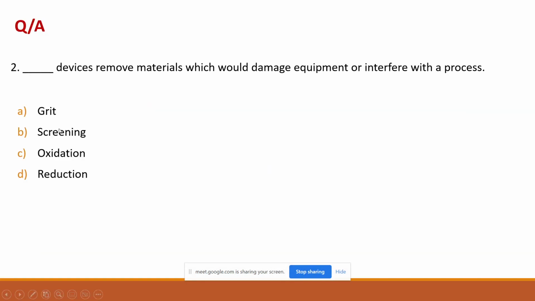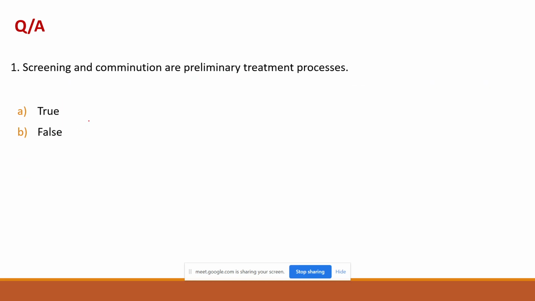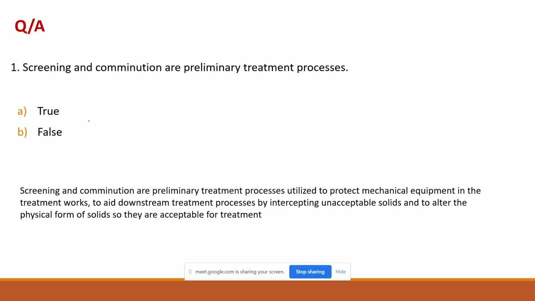Okay, see, so the second question asked, what are the devices which remove materials which would damage equipment or interfere with the process? So the answer is screening devices. Why screening devices? Because see, the first and the second question are quite related. We already discussed in the first.